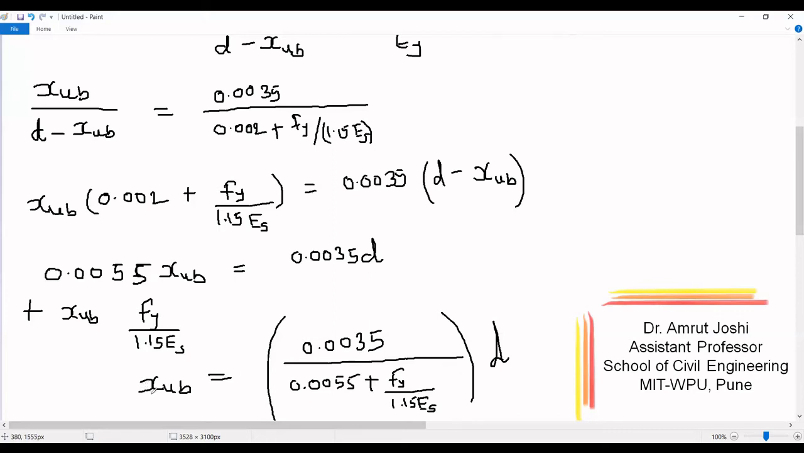Now, I can express this position of the neutral axis for a balanced section, xub, as a constant kub times the effective depth d. So what is kub? kub is called the neutral axis factor for a balanced section.